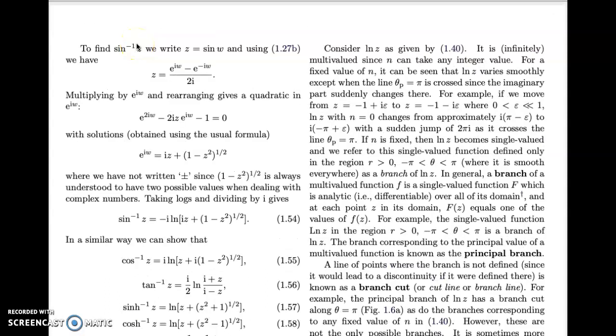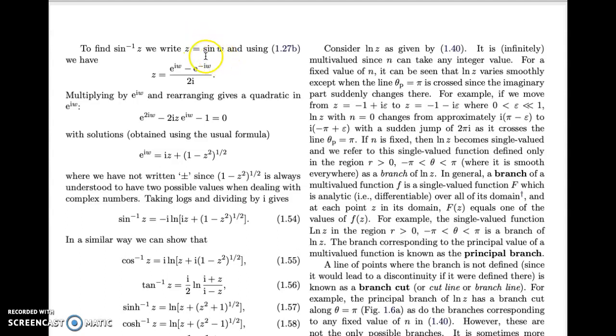Right, so inverse trig and hyperbolic functions. To see how to find complex values of these, again, these are multi-valued functions, obviously. We'll look at inverse sine of z as an example. So to derive the formulae, we write z equals sine w.